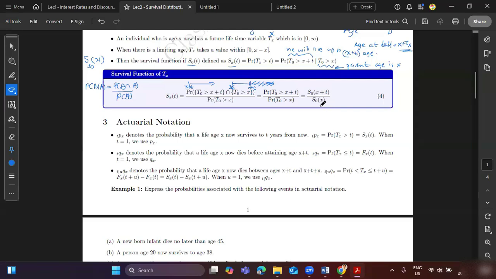So now we are clear that if we want to calculate the survival probability of a person who's at a specific age, we can use the survival function for a newborn baby and calculate that using the exact ages. So these are the ages. X plus T is the age at the time of the event, or we can say age at the event. And this is the age at the selection.